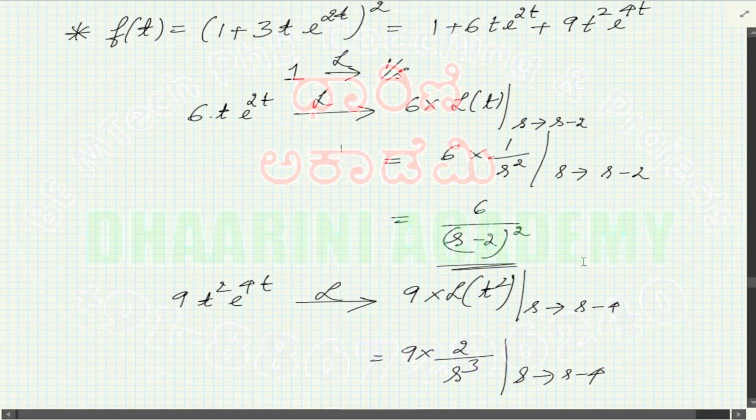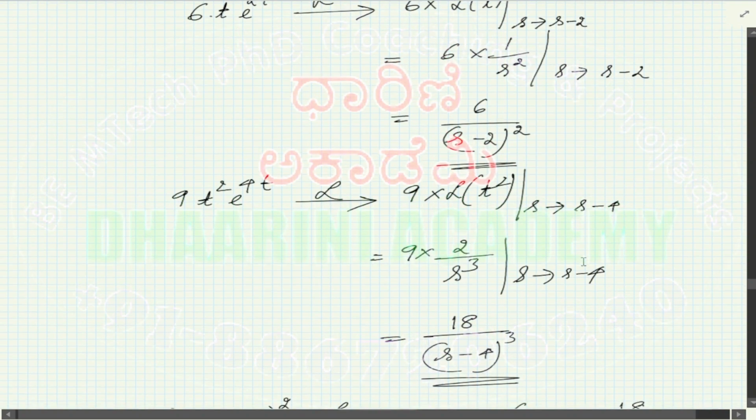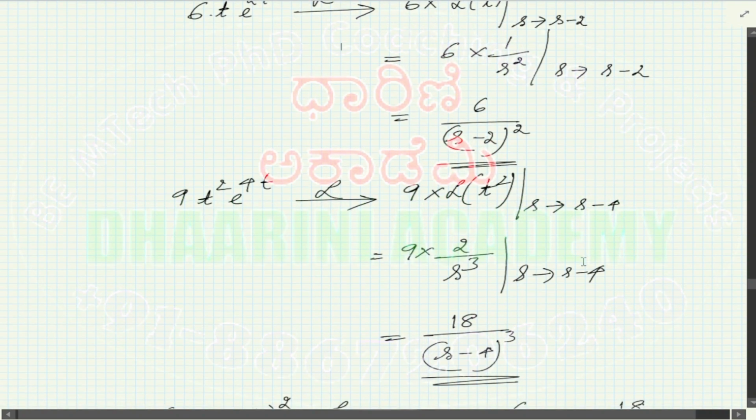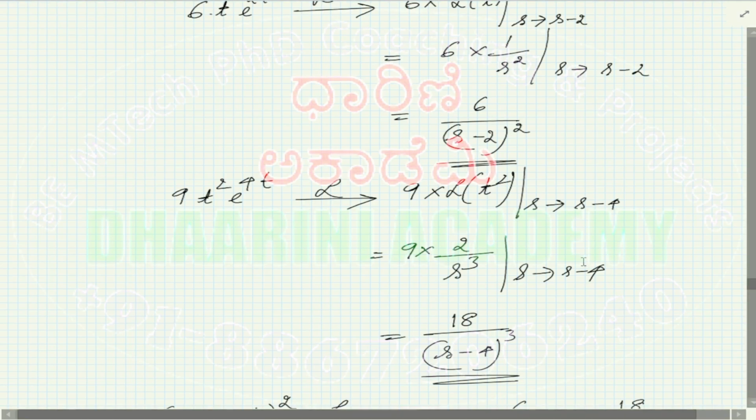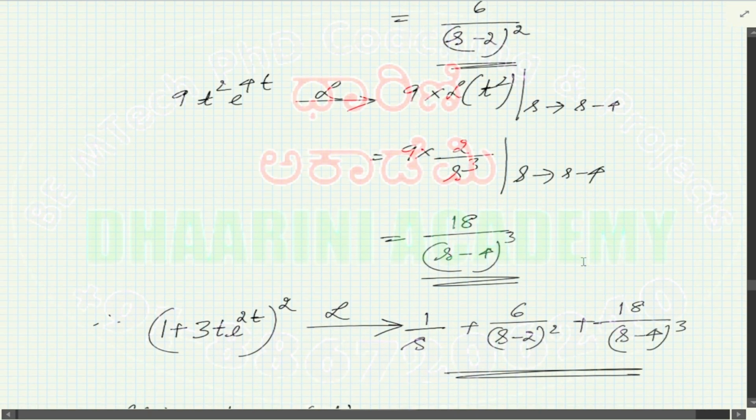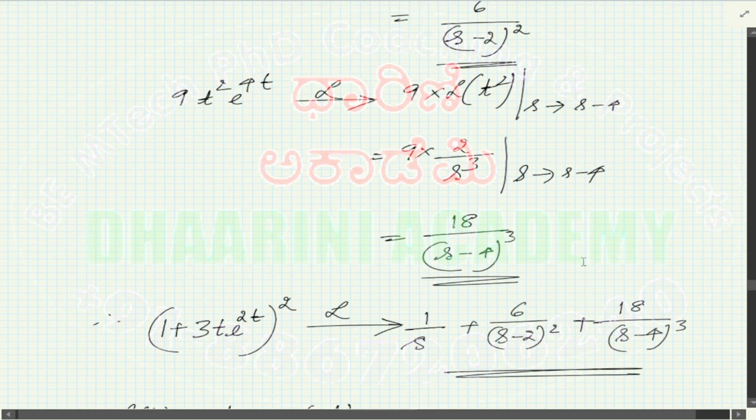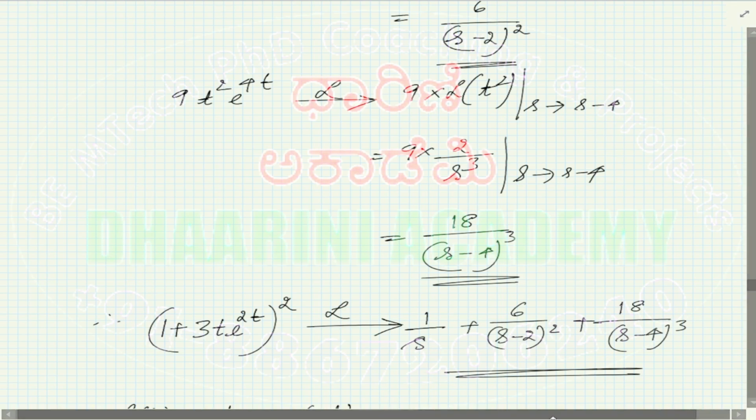Then 9t square you have. So t square e to the power 4t means 9 times the Laplace of t square with s replaced by s minus 4. What is the Laplace of t square? 2 by s cube, right? Because it is n factorial divided by s to the power n plus 1. So we substitute that. We got all the three terms now, and you will write the answer like this. So, correct. Okay, just go through this and let me know if you have any doubt.